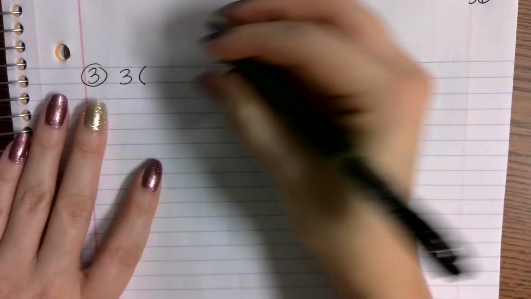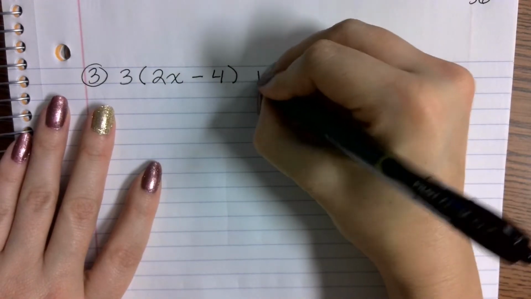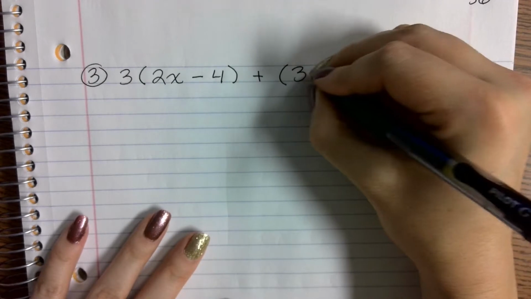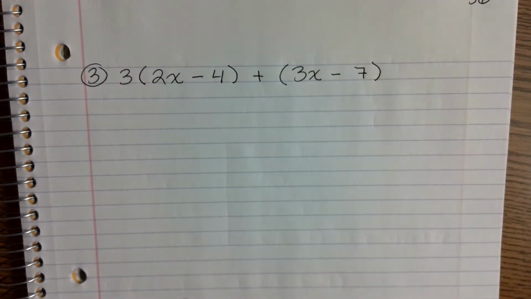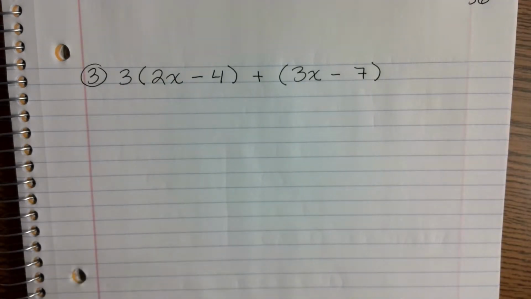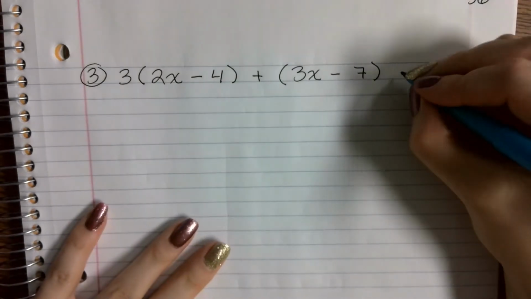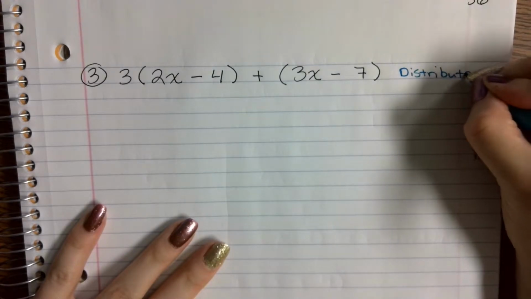We have 3 times the quantity of 2x minus 4 plus the quantity 3x minus 7. Now remember, in a situation like this, we cannot combine until we do what? Distribute. You have to distribute first. Please make sure you write that on the side, that you must distribute.